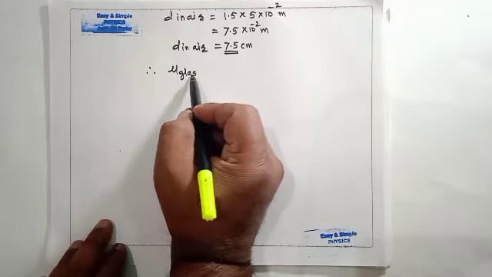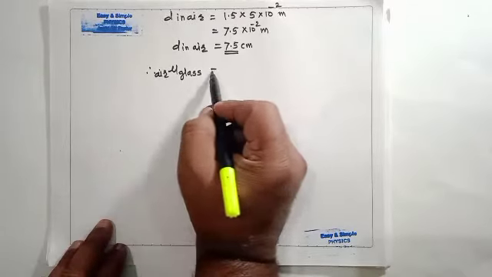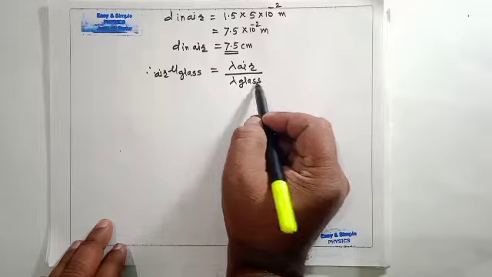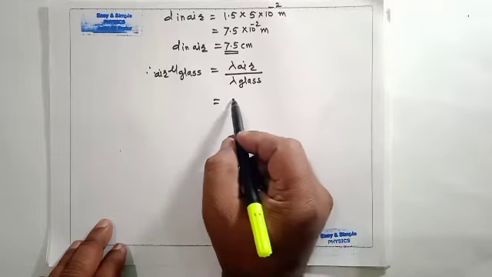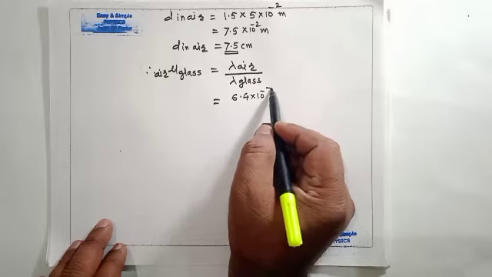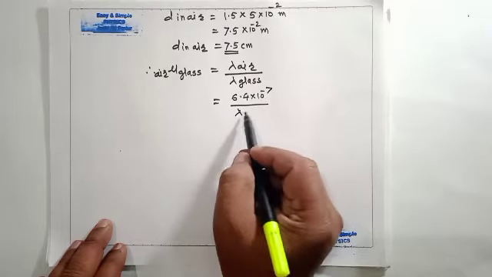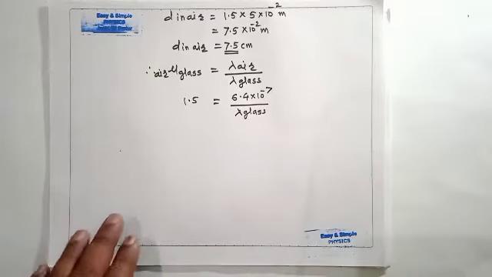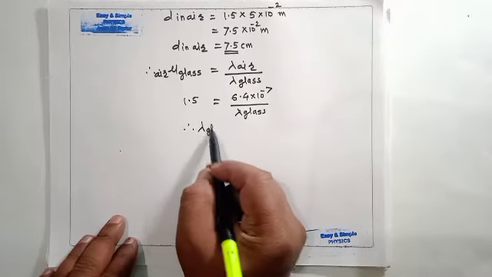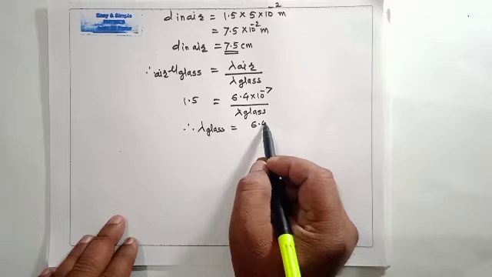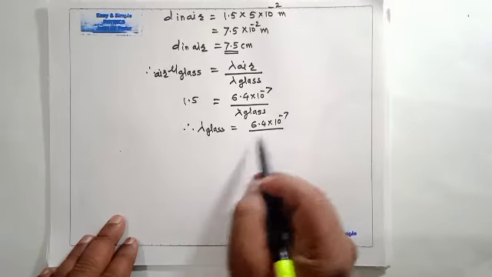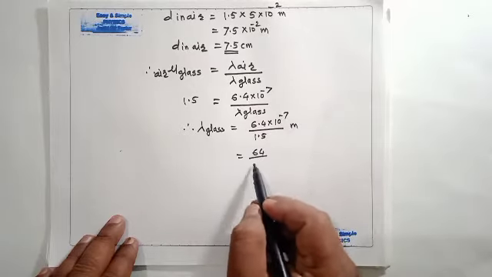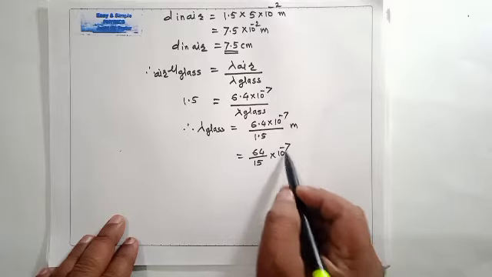Another way we can find the wavelength in glass. The refractive index of glass with respect to air is the wavelength of light in air upon the wavelength of light in glass. The wavelength of light in air is 6.4 into 10 to the power minus 7, divided by the wavelength of light in glass, and the refractive index is 1.5. Therefore the wavelength of light in glass is equal to 6.4 into 10 to the power minus 7 upon 1.5 meter. So this is 64 upon 15 into 10 to the power minus 7.